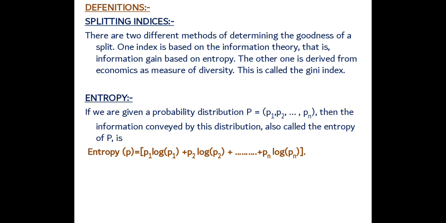If we are given a probability distribution P equals P1 to Pn, then the information conveyed by this distribution, also called the entropy of P, is given by this formula. This is the formula we use to calculate the splitting attributes in our decision tree. Entropy of P equals P1 log P1 plus P2 log P2 plus, extended to, Pn log Pn. This is the formula to find the entropy.